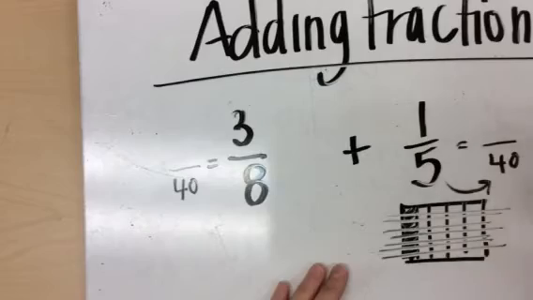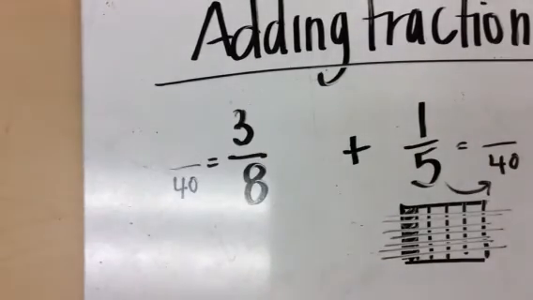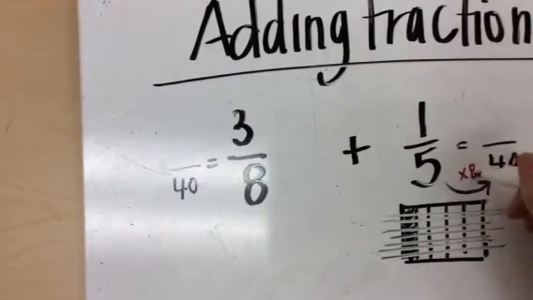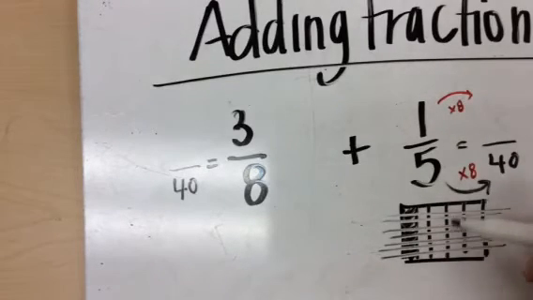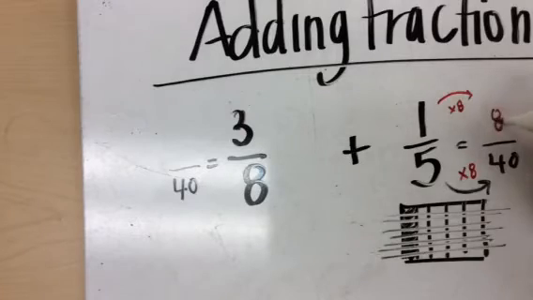So how do I get that, quicker than just drawing a picture? I can multiply this by 8 and I can multiply this by 8, because that's what I did. I made each of these 8 times bigger. And so now I have 8 little blocks, 40th size pieces. Here's my 40th size pieces.